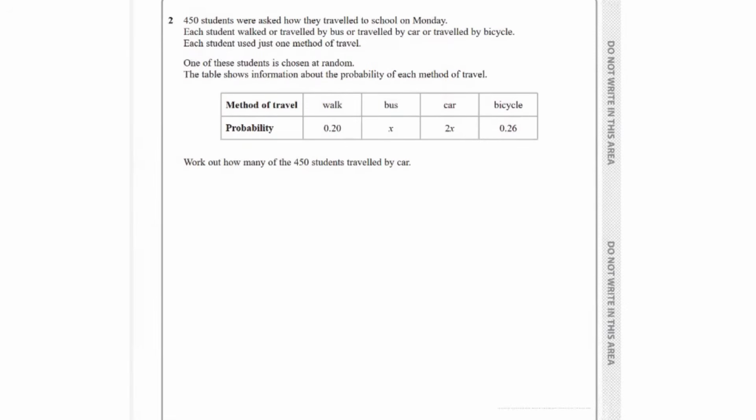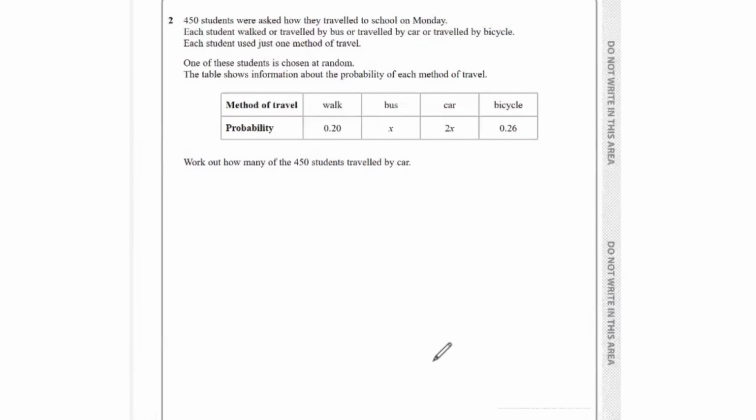Question 2 says 450 students were asked how they traveled to school on Monday. Each student walked or traveled by bus or traveled by car or traveled by bicycle. Each student used one method of travel. One of these students is chosen at random. The table shows information about the probability of each method of travel. Work out how many of the 450 students traveled by car.